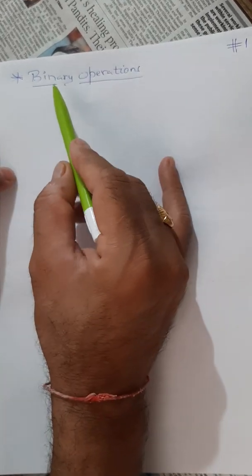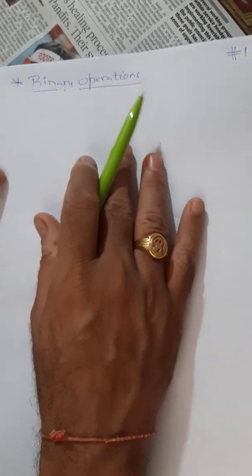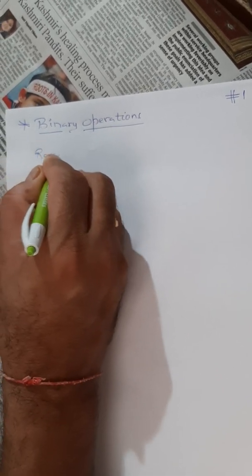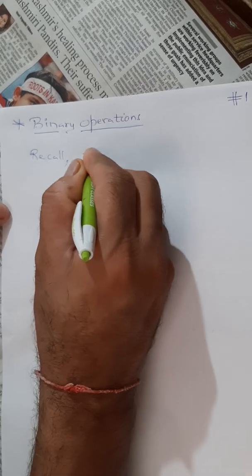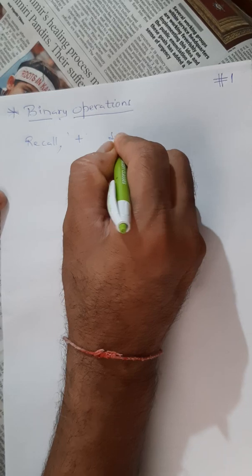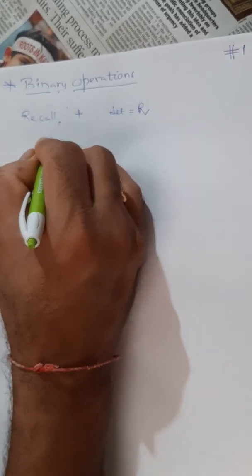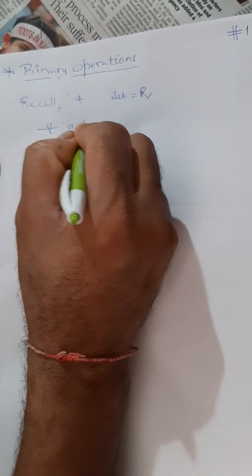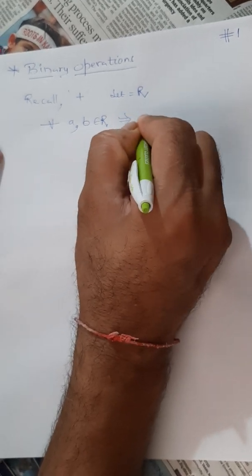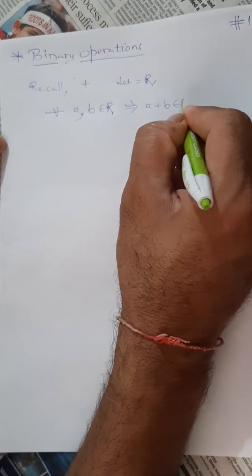So today we start with the next point, which is about binary operations. You recall, for example, addition on numbers. If I consider the set of all real numbers, and I take any two real numbers, so for every two real numbers a, b belongs to R, if I apply the operation, that is if I find a plus b, then you know the sum of the two real numbers is always a real number, so this is in R.